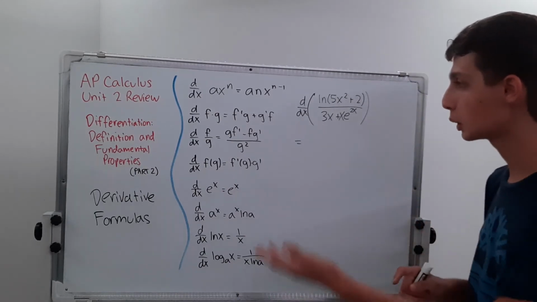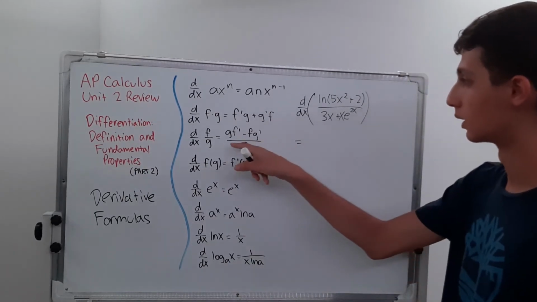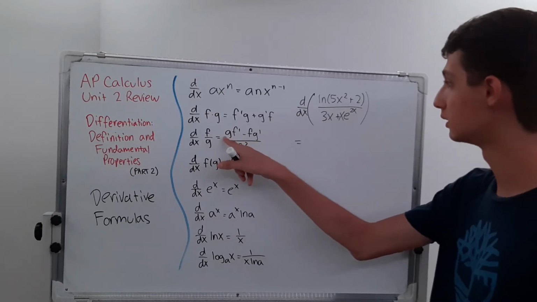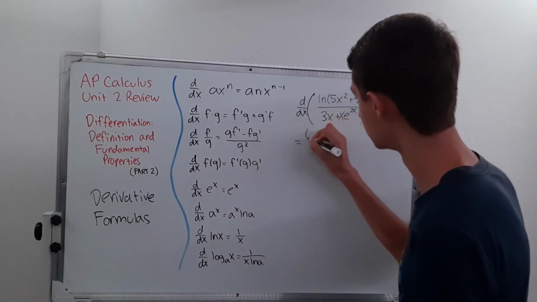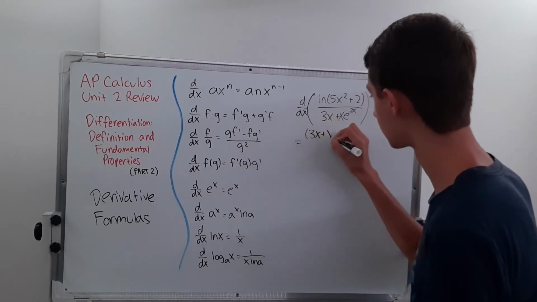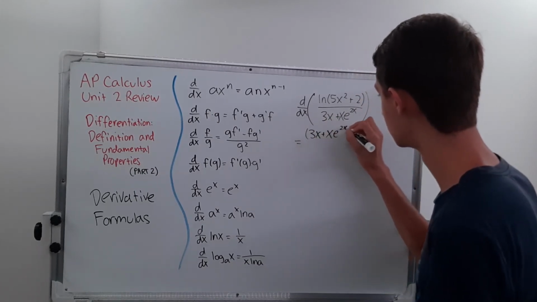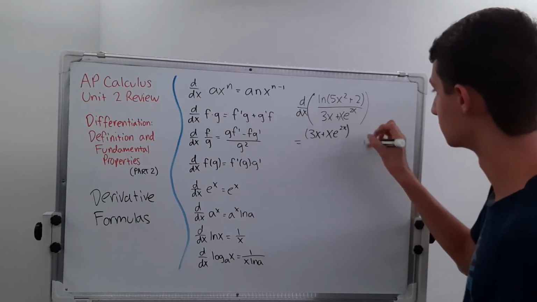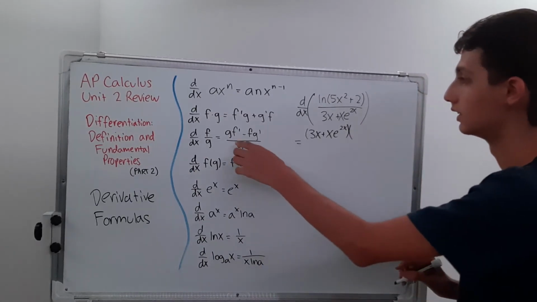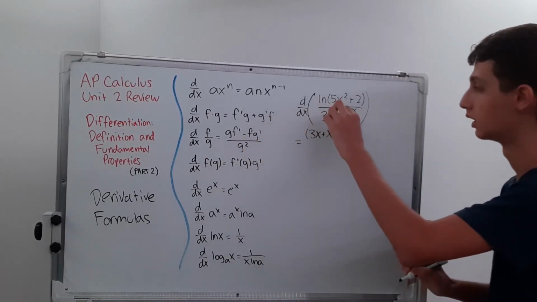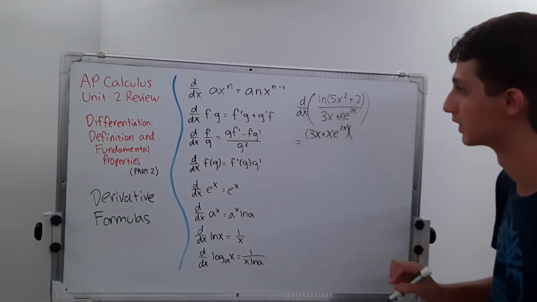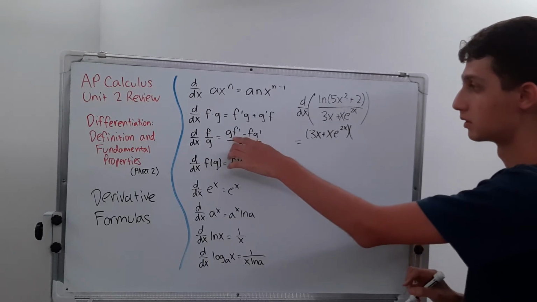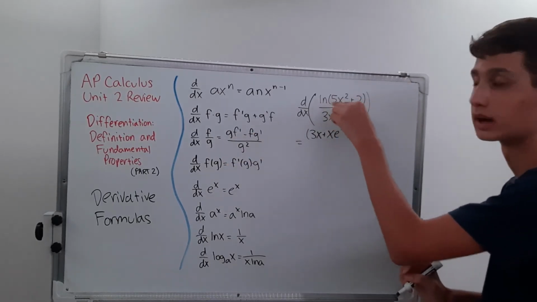Okay, well, let's just start. So we're going to take g, which is just our bottom function, so we're just going to explicitly write it here, 3x plus x e to the 2x, and then multiplied by the derivative of the top. I'm not going to have enough space here, so it's going to be a little weird, but we're going to take the derivative of the top here.